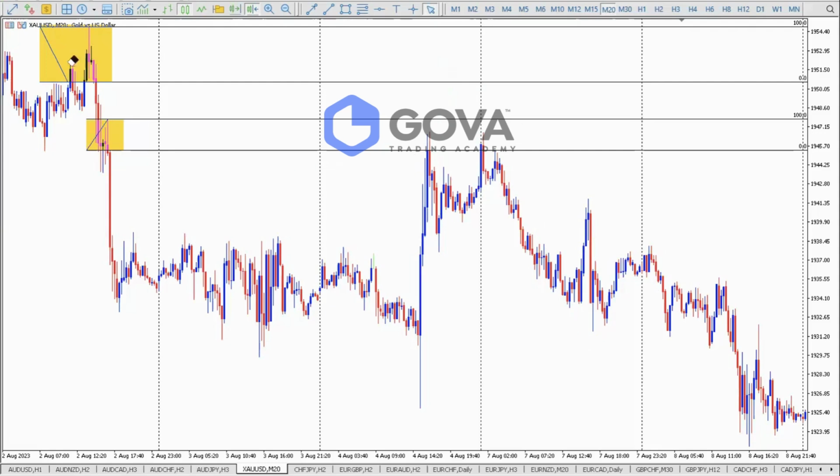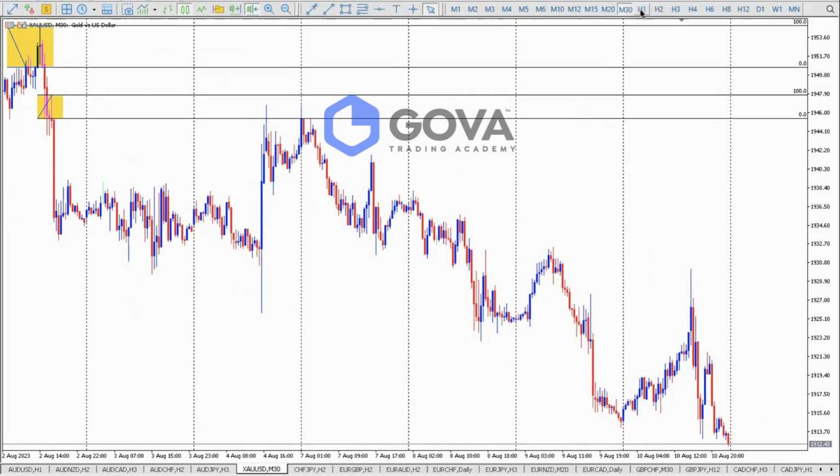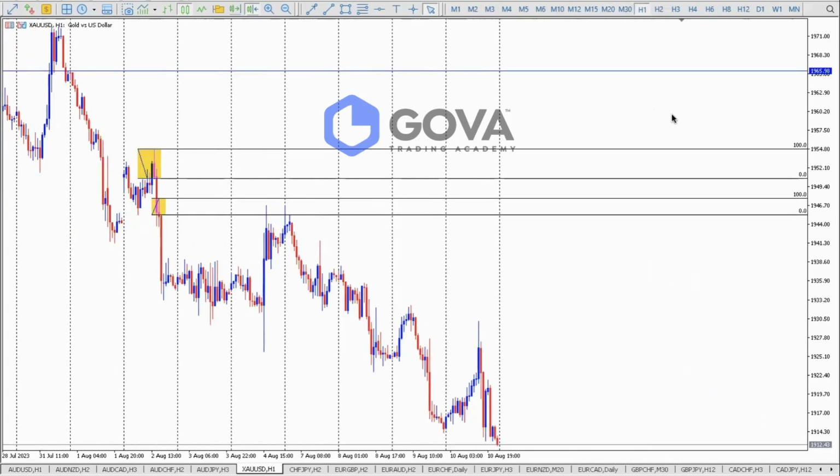So that is it. Sometimes the market is not going to go to the upper zone. The market is going to stay within the lower zone, and you can see that is exactly what happened on this gold trade. The market decided to stay within the lower zone.